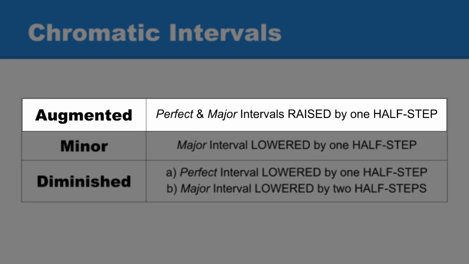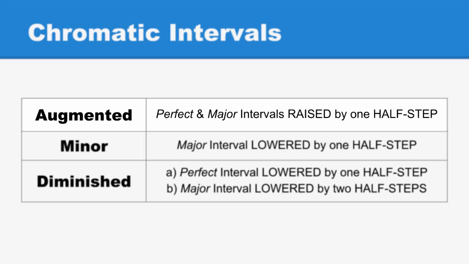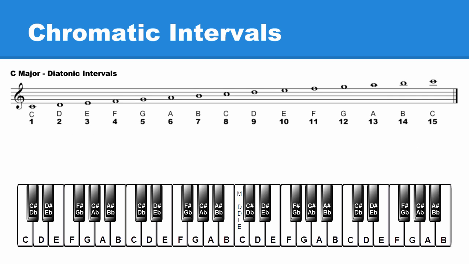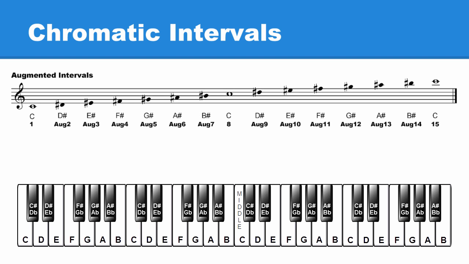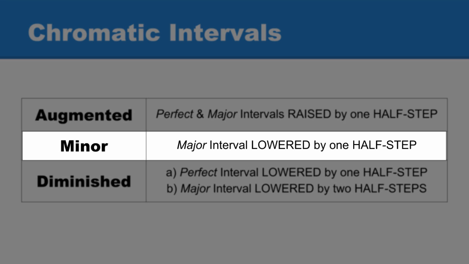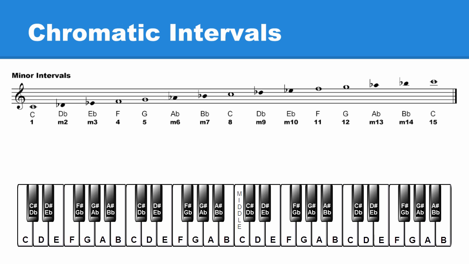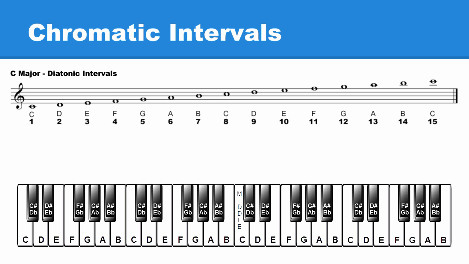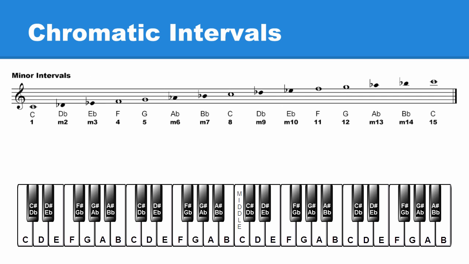Augmented intervals are major and perfect intervals that have been raised by 1/2 step. In other words, any diatonic interval raised by 1/2 step is an augmented interval. Minor intervals are any major interval lowered by 1/2 step. This shows all major intervals in the C major scale lowered by 1/2 step. This changes all the major intervals to minor intervals.